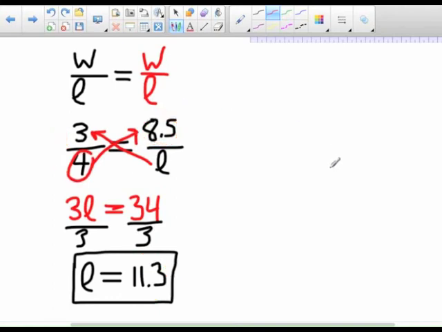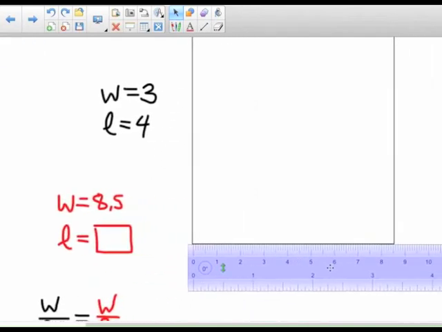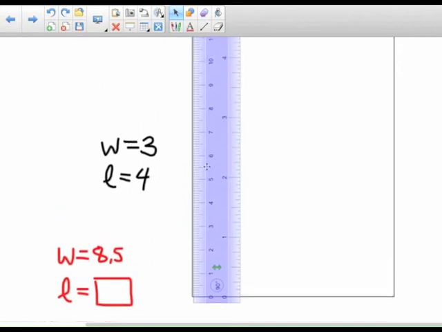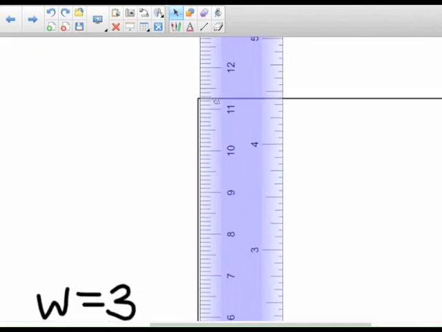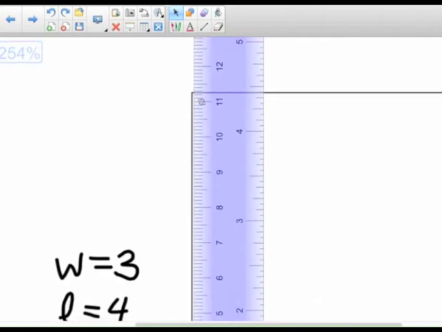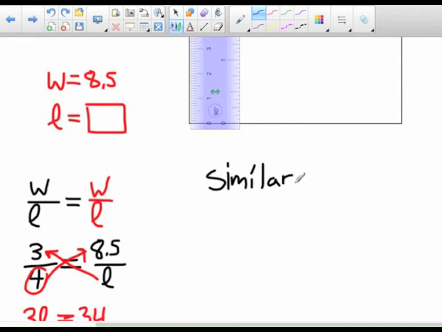Let's test it. Let's go up here with our rectangle and actually measure it. So I'm gonna rotate this guy, see how tall it is. Line up my 0 at the bottom, and look at that. About 11.3, maybe a hair less, but it's in the vicinity. All right? So this is how you write a proportion in order to find the length of the side of a shape that is similar to the shape you started with.